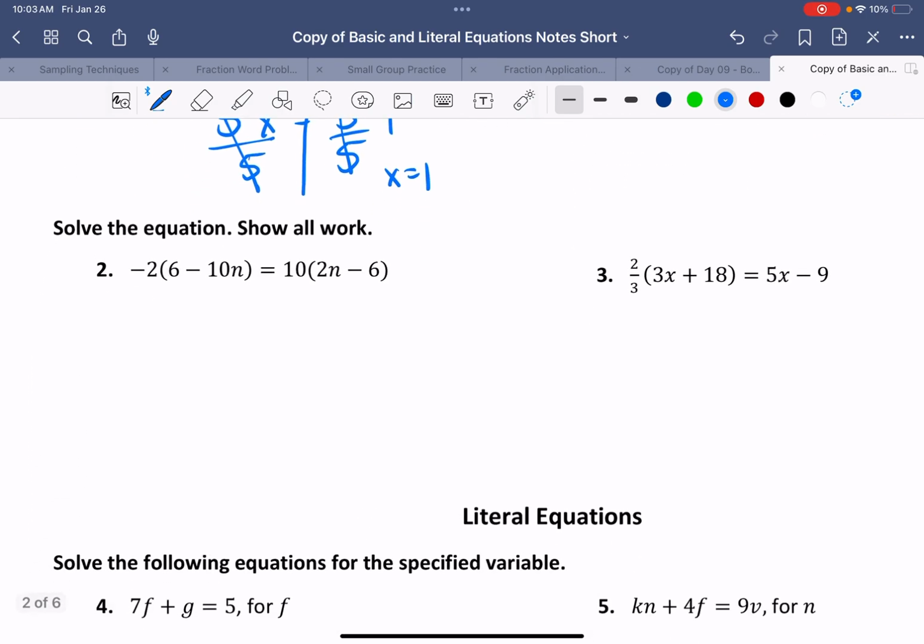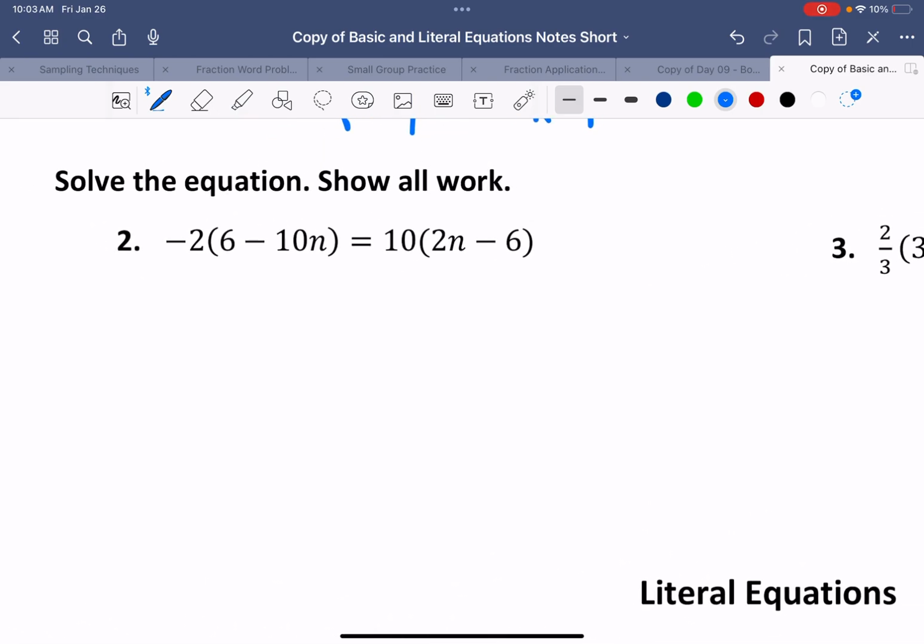All right, so let's look at some other examples here. I've got solve the equation, show all work. So the first thing we need to do, if you looked at number 1, is apply the distributive property. I need to distribute or multiply -2 times 6 and -10n times -2. So here, give me a second here. I'm gonna plug my iPad in before we die here.